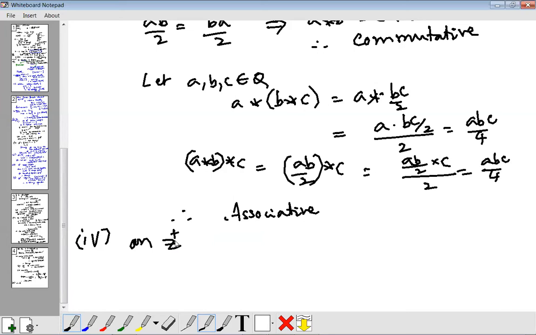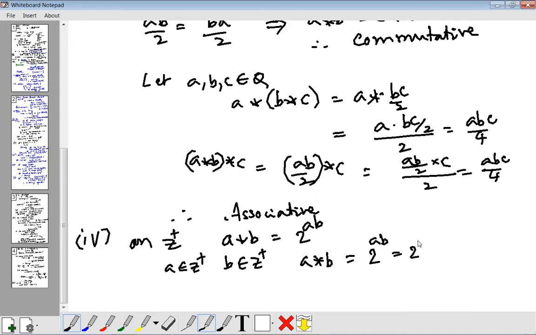Okay. Fourth one, on Z plus, A star B is defined as 2 to the power of AB. So look at positive. Okay. So now we have to check whether first it's a binary operation or not. So let's say A belongs to Z plus and B belongs to Z plus. Then A star B is 2 to the power of AB, which is 2 to the power of some positive number.